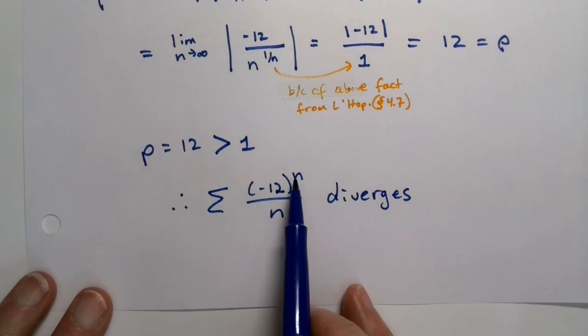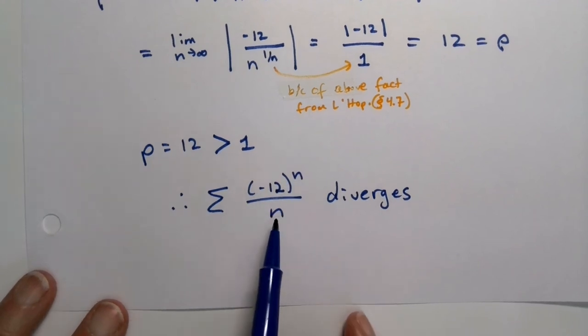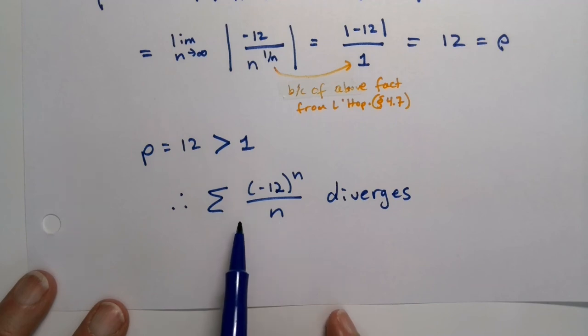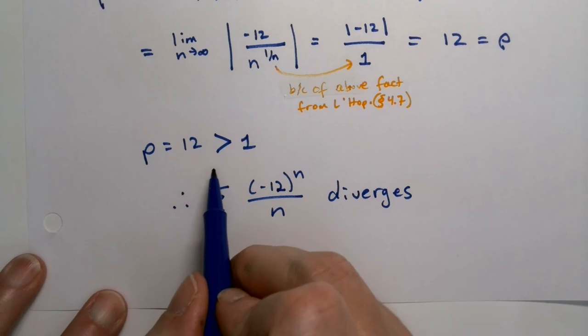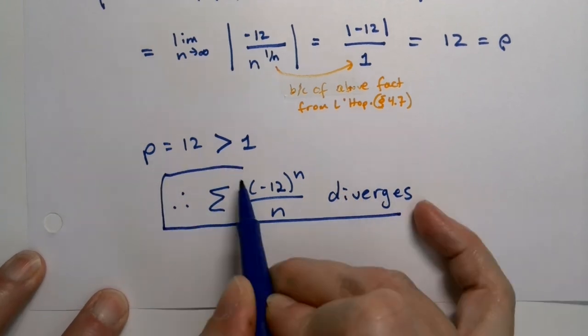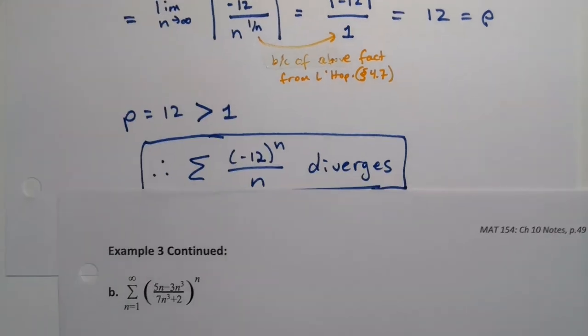I mean, negative 12 to the n is exponential. An exponential is going to beat out a simple linear term any day of the week, right? So as we add, it's going to get kind of crazy, right? All right. Done with that. See, the root test is easy. Let's try it on the next one.